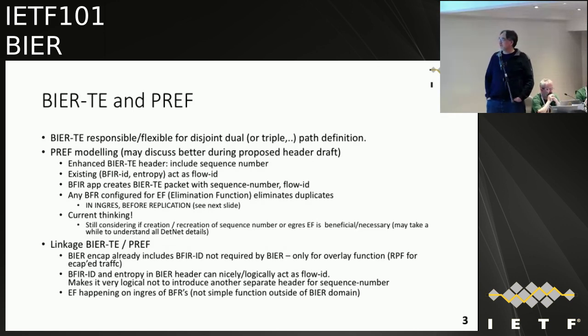So BRTE would, of course, be responsible for the flexible dual disjoint path or triple path. Even, in DetNet, they're thinking of even more redundancy. So the pref modeling, how we would want to do that with BEER, and the details, of course, are in the encapsulation draft. We would want to have an enhanced BEER header, include the sequence number. That's the new thing. BFR ID entropy acts as a flow ID, so we can discuss that in the encapsulation draft. The BFR creates the packet with the sequence number with the flow ID.